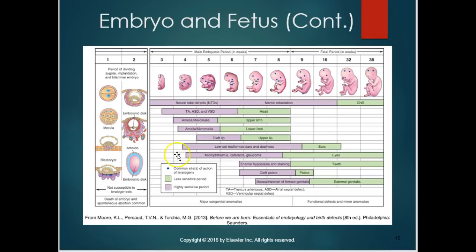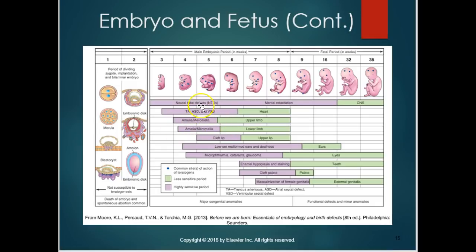Here is the embryonic to third trimester scale, which shows you periods of teratogenesis and problems which may occur. So we can see that this is the first 8 weeks. You guys, the first 8 weeks is the most crucial period for teratogens.